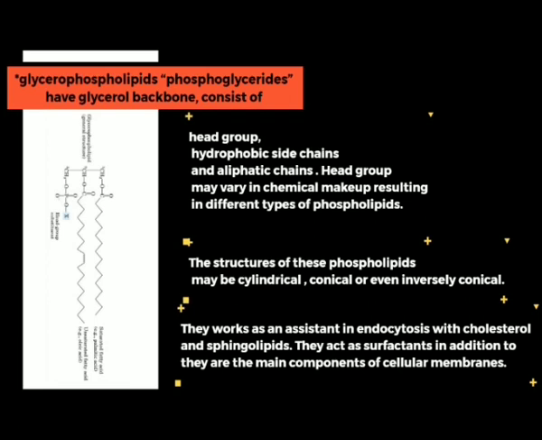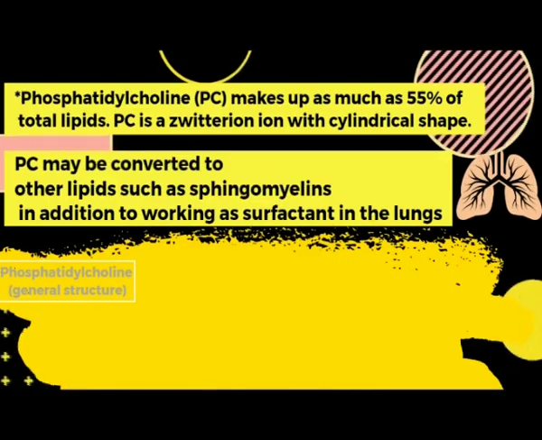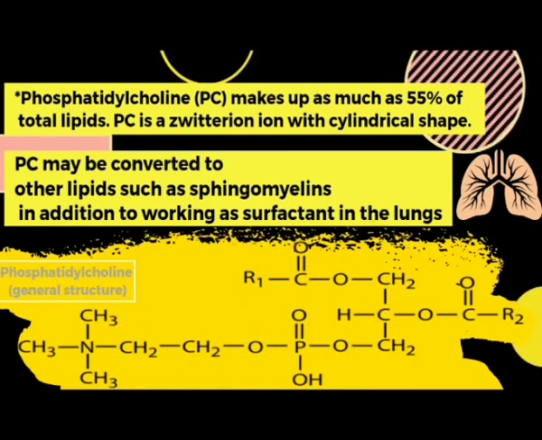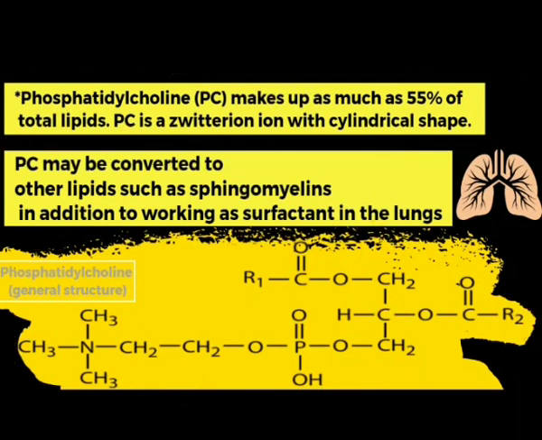They act as surfactants. Phosphatidylcholine (PC) makes up as much as 55% of total lipids. PC has a cylindrical shape. It is used to generate the acetylcholine (ACh) neurotransmitter. PC may be converted to other lipids such as sphingomyelins, in addition to working as a surfactant in the lungs.